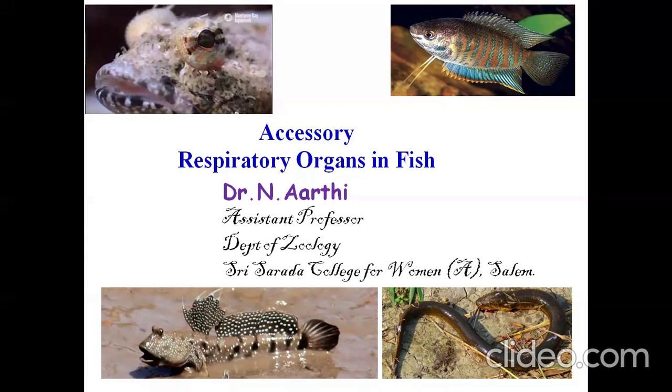In fishes, normally, gills play the important role or take charge of respiration. So apart from that, some other organs are going to play a major role in respiration. So let us see what are all the organs which are going to play a major role as the accessory respiratory organ in fishes.